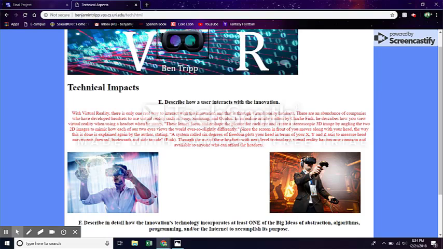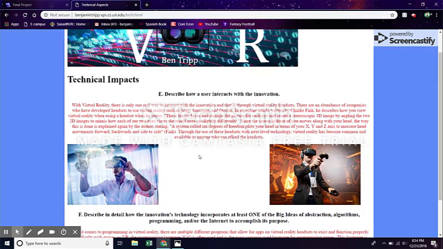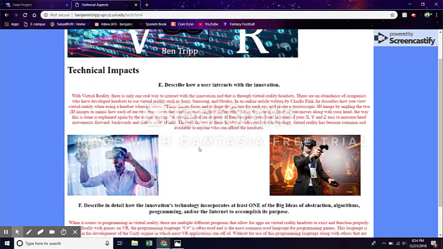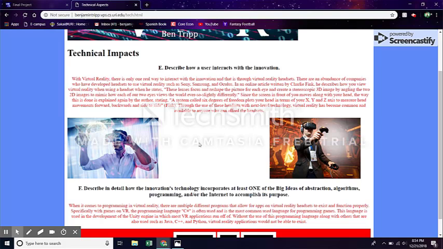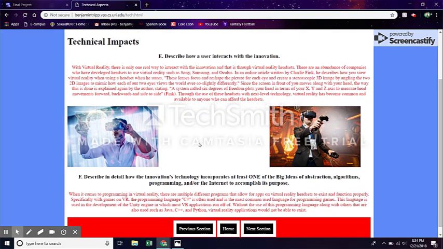Now, with virtual reality headsets, the movement of your head is very important because the screen will follow wherever you're looking. He goes on to explain this by saying, a system called 6 degrees of freedom plots your head in terms of x, y, and z axis to measure head movements forward, backwards, and side to side. So with all this technology, the image that we see from virtual reality can alter using our head movements and also our eye movements. So that's pretty much how you interact with a virtual reality headset.